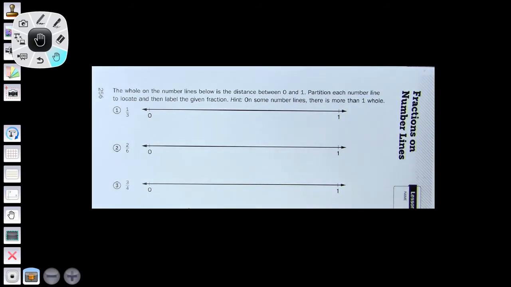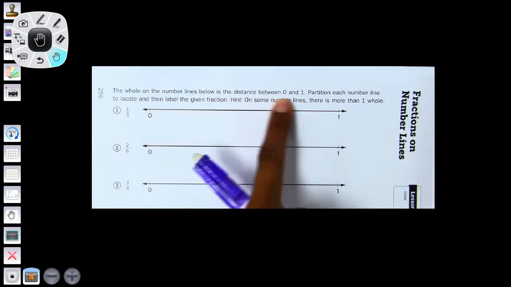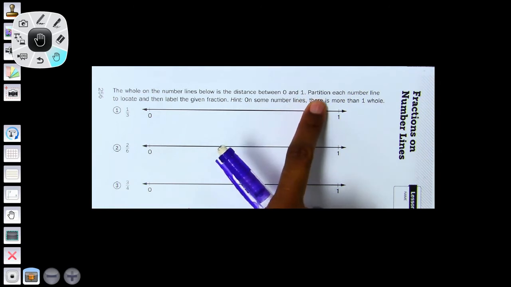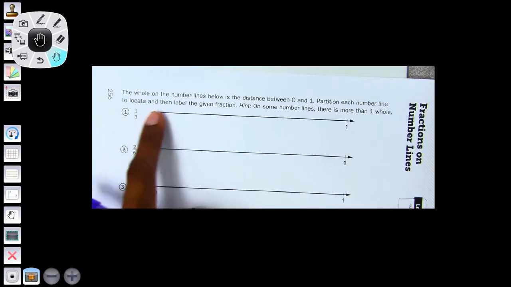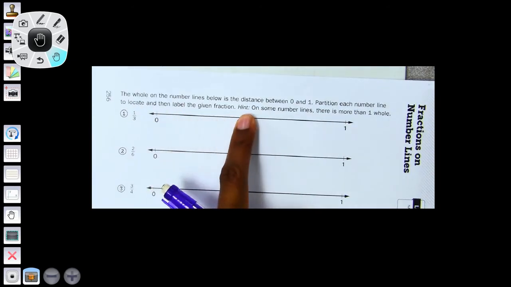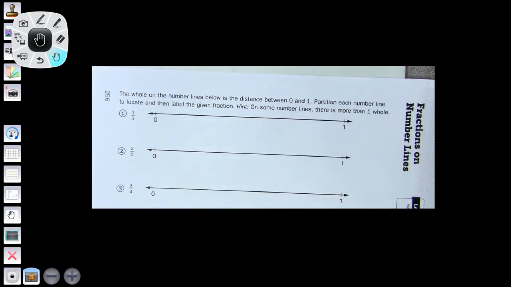So now, boys and girls, we are going to identify or locate fractions along number lines. This is the part that's a bit of a review for you. If you still need to, take out your fraction strips and go ahead and do so. The instructions say the whole on the number lines below is the distance between 0 and 1. Partition, that means divide, separate. Partition each number line to locate and then label the given fraction. Hint: on some number lines, there is more than one whole. So you need to be careful because you always want to identify what the whole is.